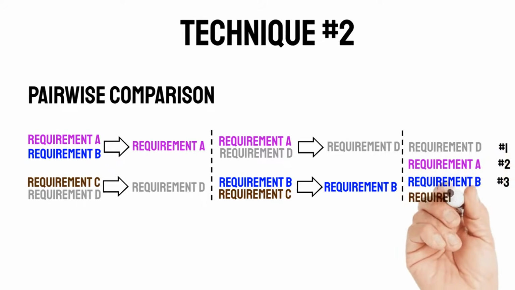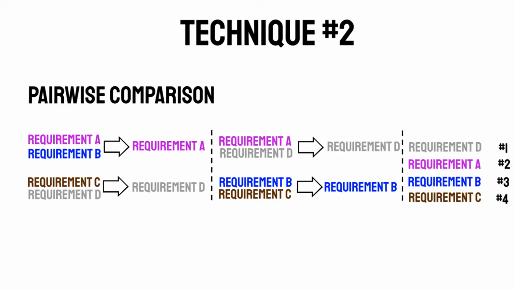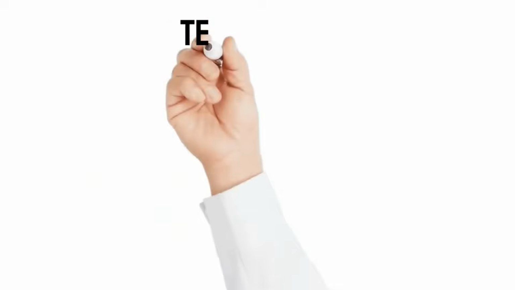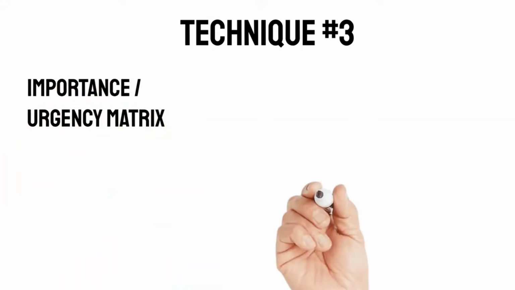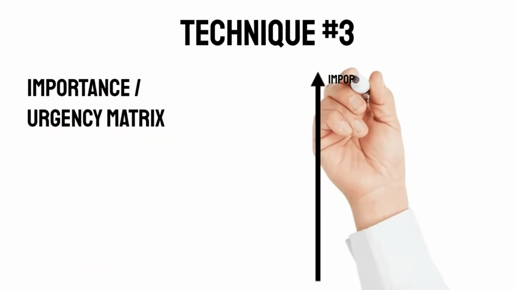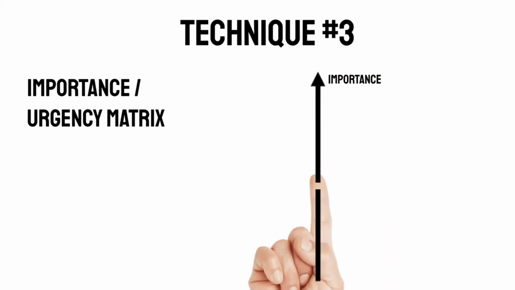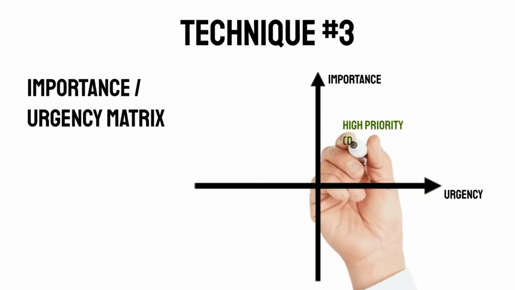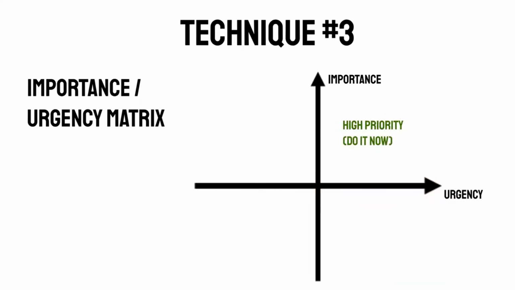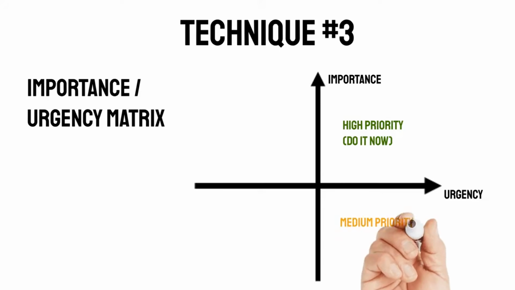That's the pairwise comparison. So to bring things a bit further, there is technique number 3, the importance urgency matrix. On the y-axis, you see the importance of a requirement, and on the x-axis, the urgency. Let's say if you have high importance and high urgency, then this requirement is of high priority, meaning do it now, as soon as possible. If we have high urgency but low importance, then we have medium priority. So it also has to be tackled now, but just not as important as high priority.